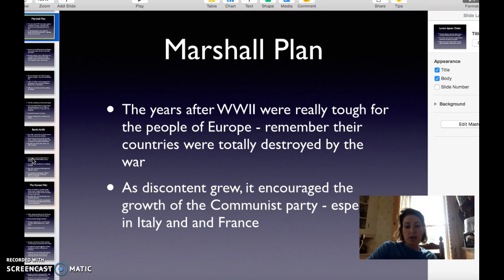if nobody's helping you, this is how regimes, like the communist regime, kind of sneak their way in because they promise people that they can help. Whether they're really helping or not is up for debate. But if your country is vulnerable, if your government is not strong and centralized, there's the potential for communism to sneak in. So as discontent is growing, it encouraged the growth of the Communist Party, especially in Italy and in France.